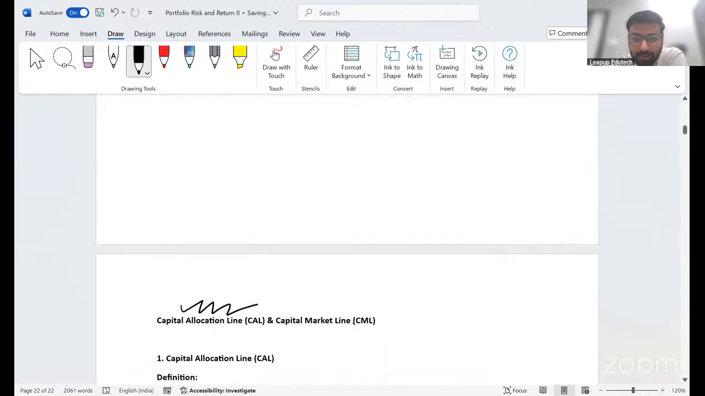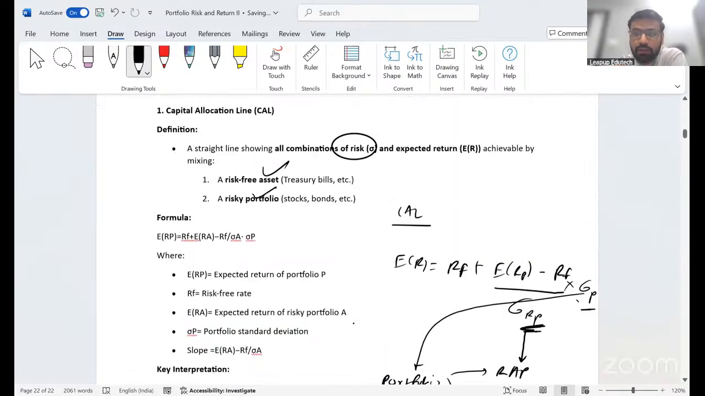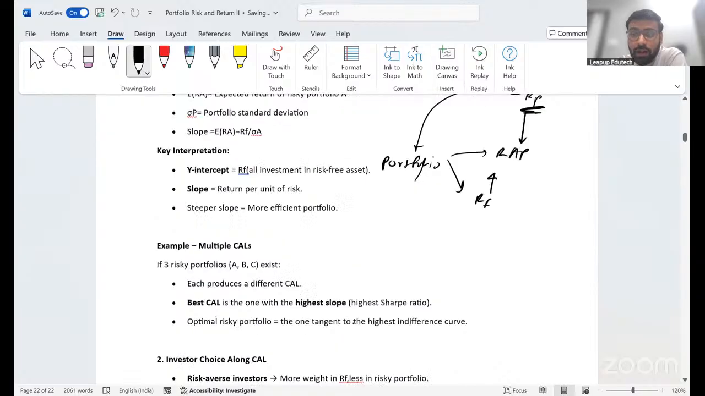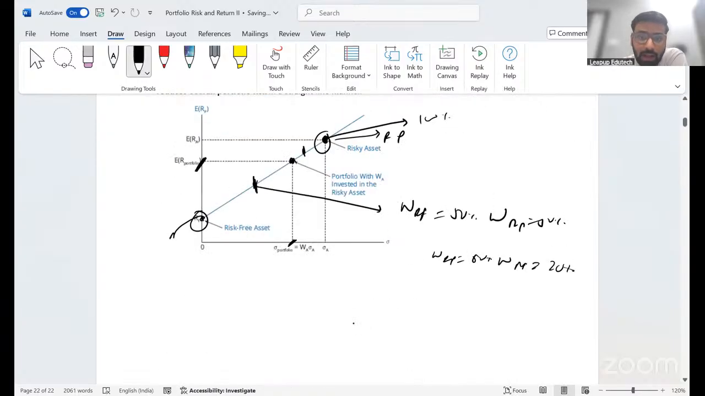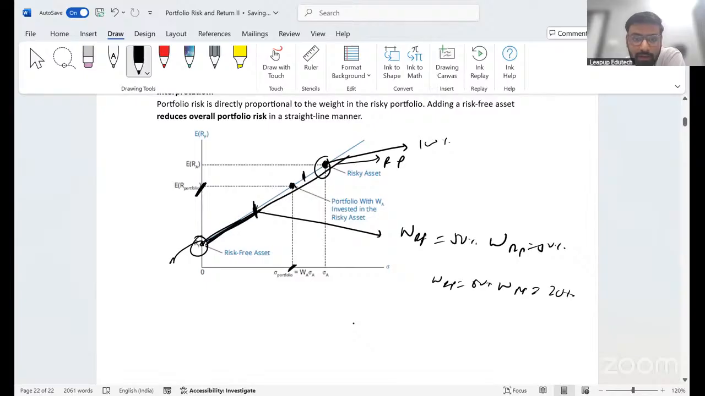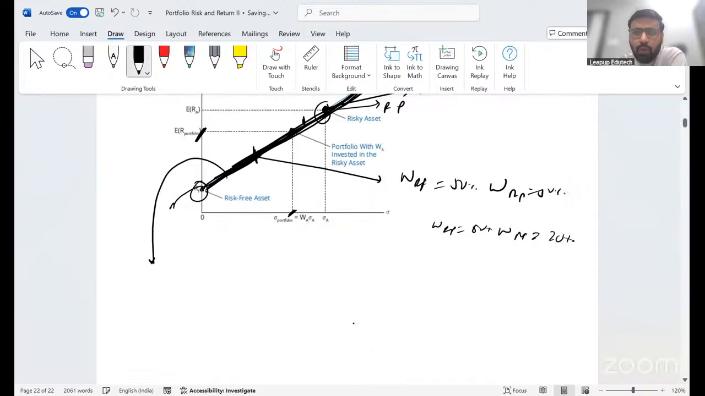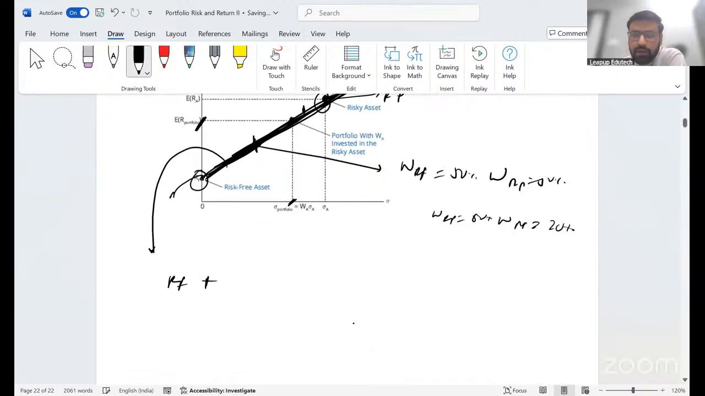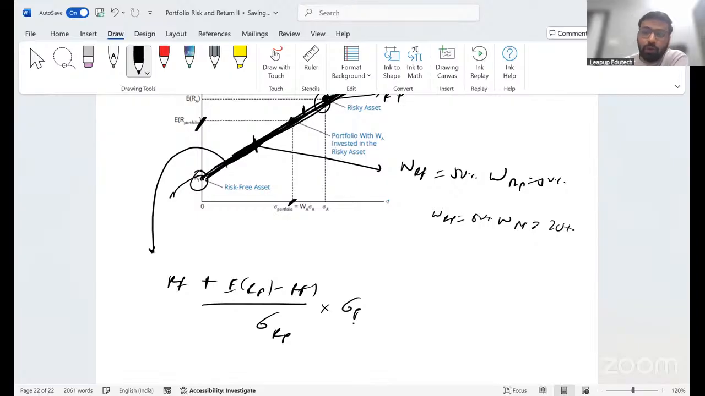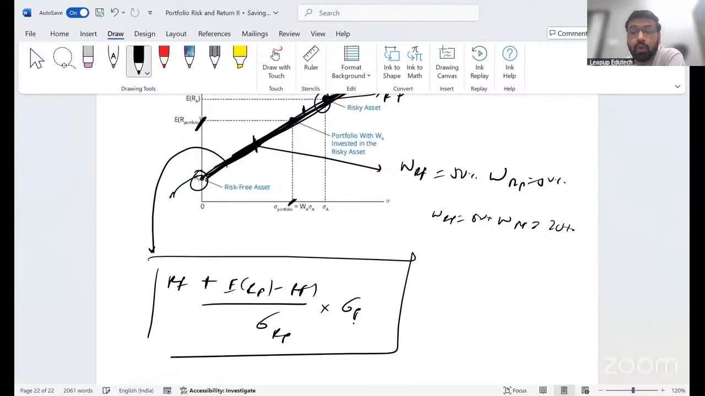If you carefully notice, this is your CAL, the capital allocation line. Why is it called the capital allocation line? I've repeated that multiple times, I hope you remember. The equation of CAL is given by the risk-free rate plus the expected return on the risky asset portfolio minus the risk-free rate, divided by the standard deviation of the risky asset portfolio, times the standard deviation of the combined portfolio. This is nothing but the equation of a line. Y is equal to what? AX plus B.